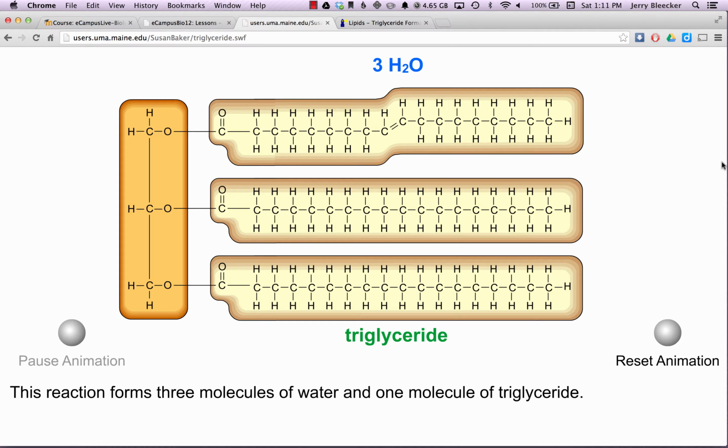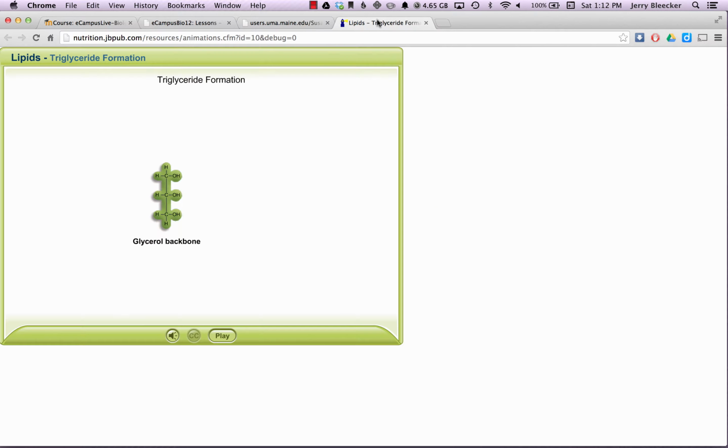Now, we had seen ester bonds form before. I didn't get into detail on it, but that happened as well in the formation of our disaccharides and polysaccharides. But it's a good little animation, and it's just as nice twice. This one's a little bit smaller.